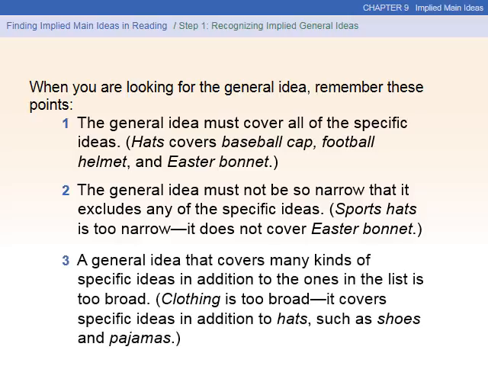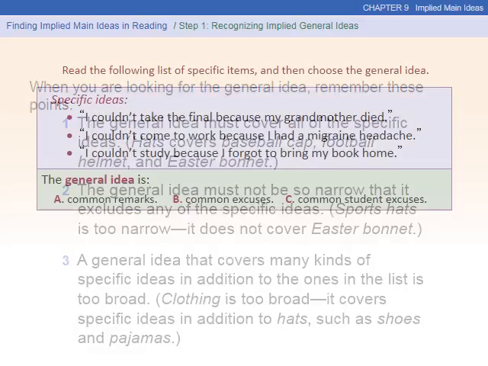And the general idea that covers many kinds of specific items in addition to the ones in the list is too broad. So, for example, clothing was too broad because it does cover hats, but it also covers other things like shoes and pajamas. So we want to have the one that's just right.